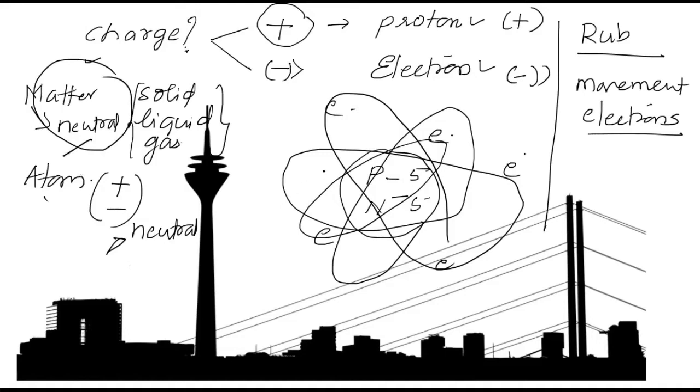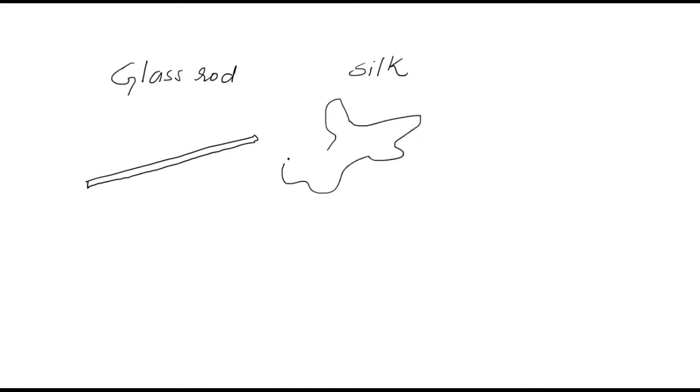For example, a glass rod. So remember this, glass rod, when rubbed with silk. Let's say this is a glass rod, and when this glass rod is rubbed with a silk cloth, it is understood that a few electrons, a few charges, will move from the glass rod to silk, right?